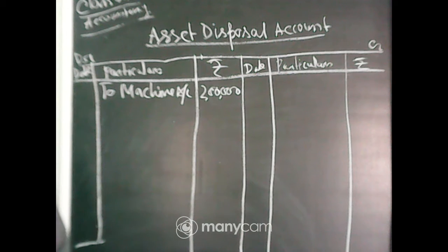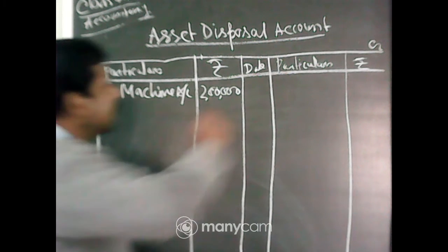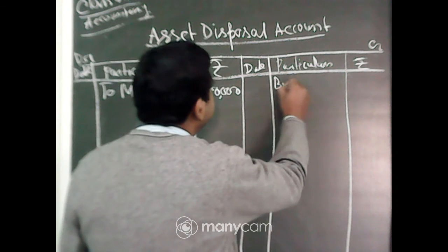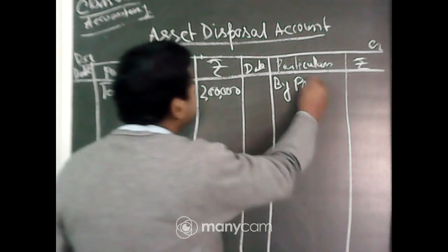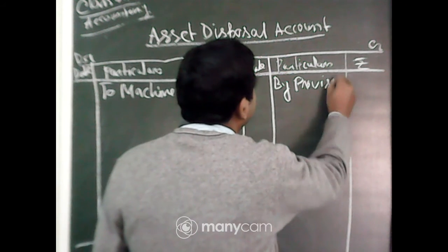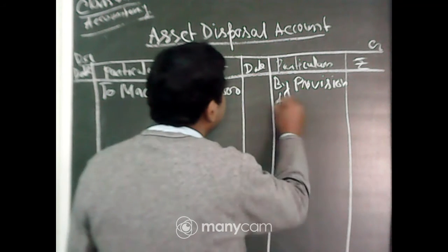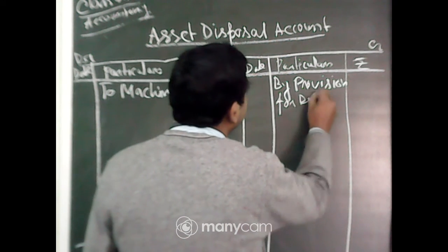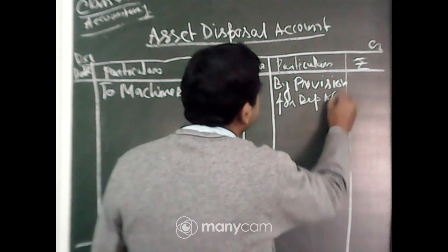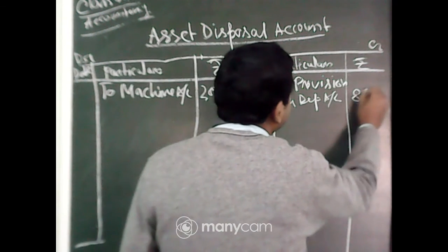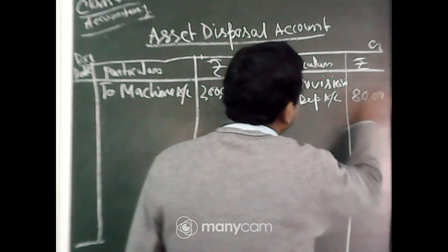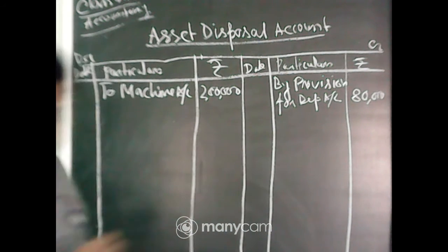So on the credit side of the asset disposal account, we write by provision for depreciation account, only for that particular machinery, provision for depreciation account, that is 80,000. Okay, we have posted that also.